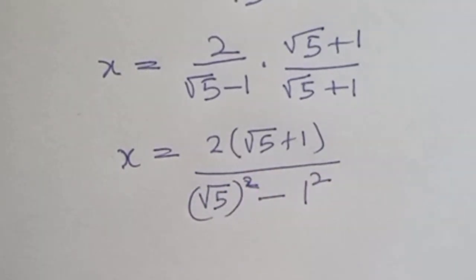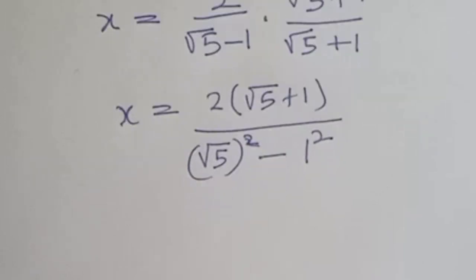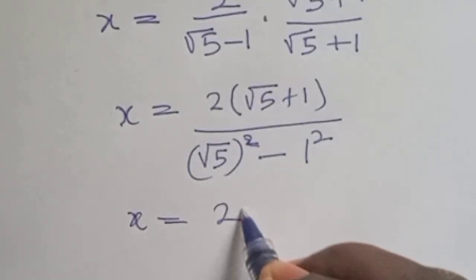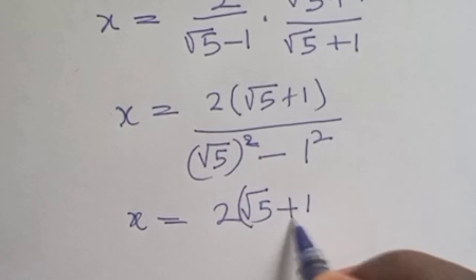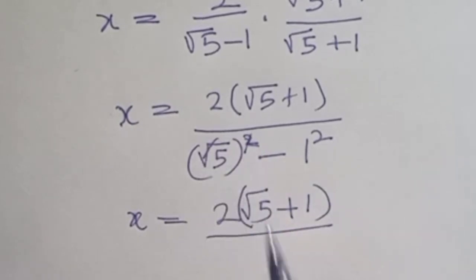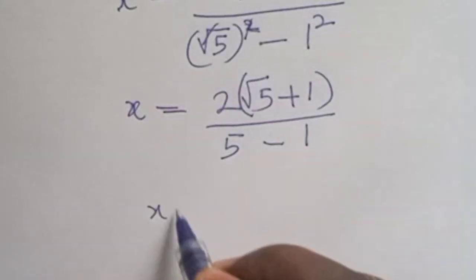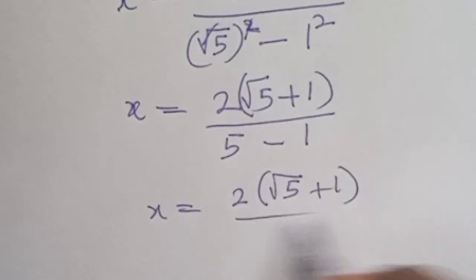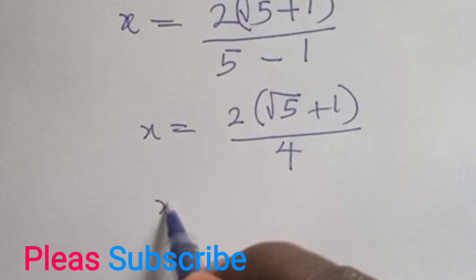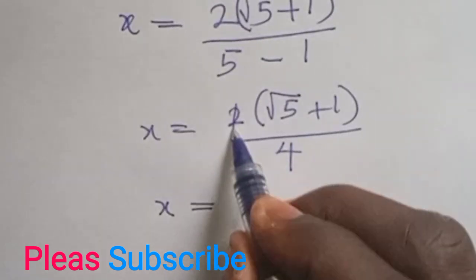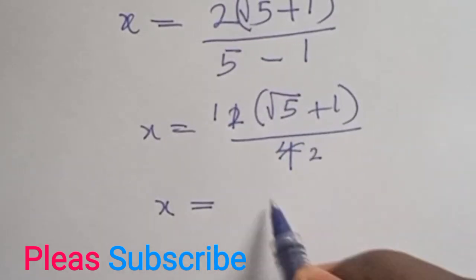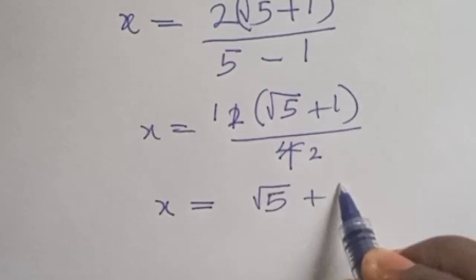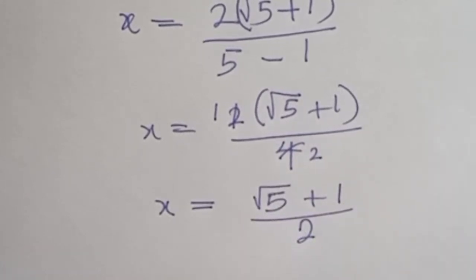If you remember the identity, it becomes s equals 2 into square root of 5 plus 1 all over, we cancel the square root, 5 minus 1. And 5 minus 1 in the denominator is 4, which becomes 2 into square root of 5 plus 1 over 4. S becomes, 2 into 2 is 1 over 2, square root of 5 plus 1 over 2. So this is the value for s.